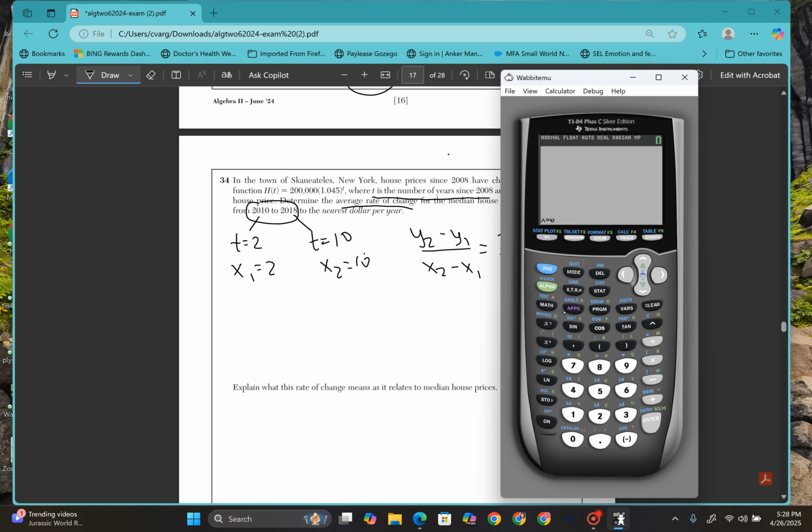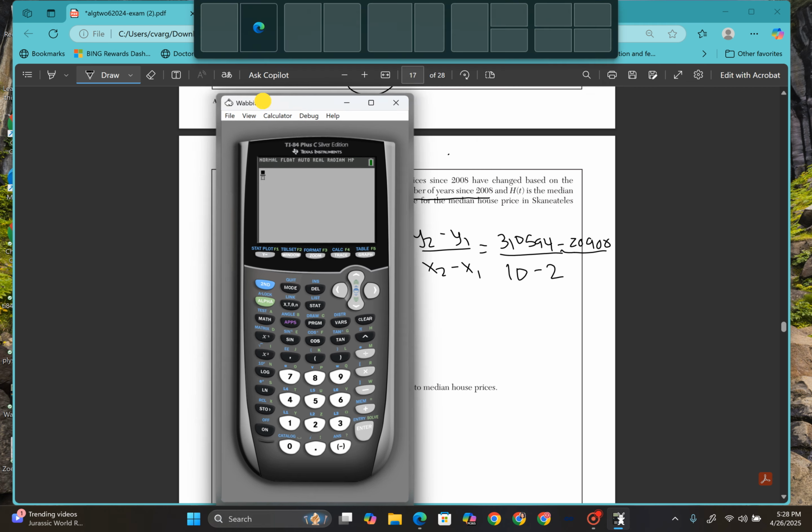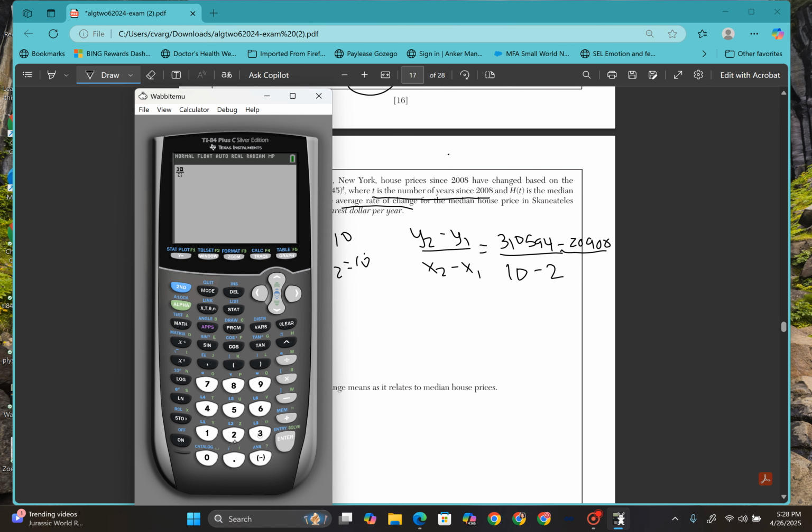So I hit quit. Alpha y equals option number 1. Let me move this over here so I can see it. So I have 310594 minus 20900, and then 10 minus 2, which is equal to 8. Okay, and then I hit enter and I get an answer.